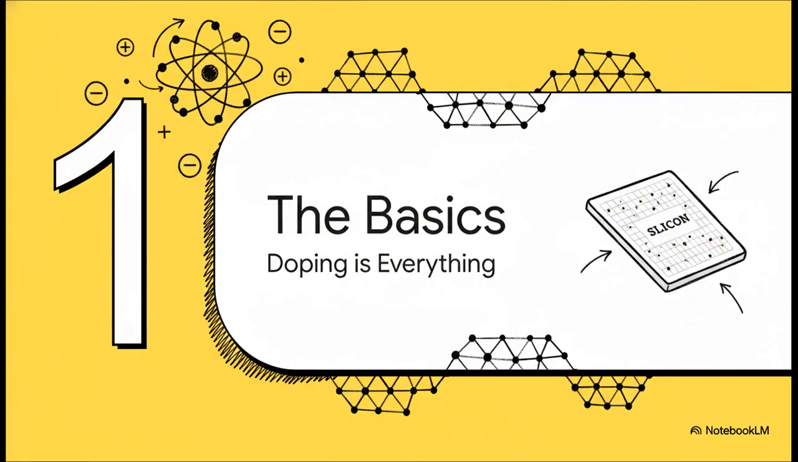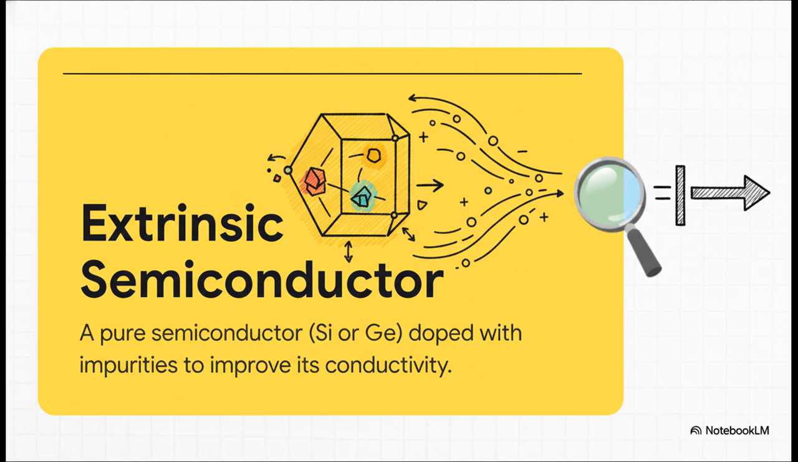Okay, first things first. We're cutting right to the chase. The single most important idea, the concept that nearly every single question is built on, it's doping. Seriously, if you can get your head around doping, you're pretty much halfway home. So what even is doping? Well, think of a pure semiconductor like silicon as a kind of quiet street with not much traffic. Doping is when we intentionally add tiny, specific impurities to it.